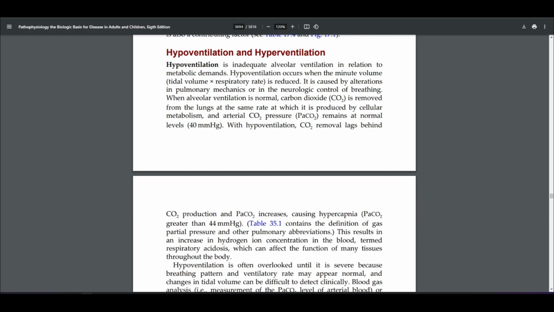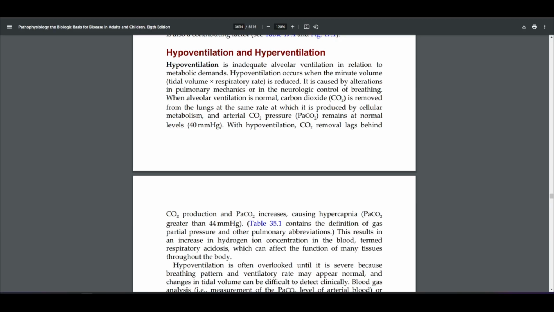Hypo and hyperventilation. Hypoventilation is inadequate alveolar ventilation in relation to metabolic demands. Hypoventilation occurs when the minute volume is reduced. It is caused by alterations in pulmonary mechanics or in the neurologic control of breathing.